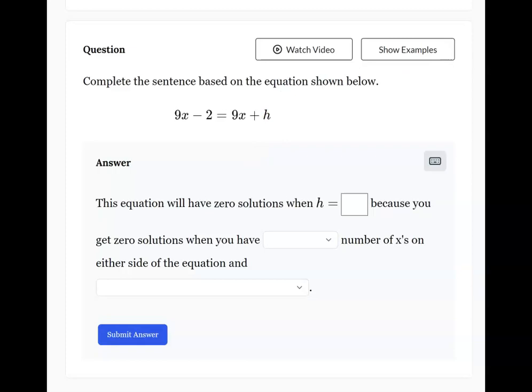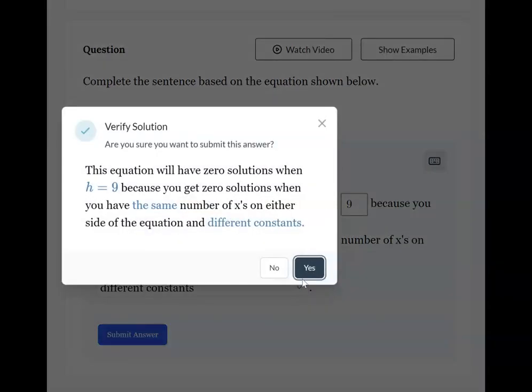And the answer is any number except -2. You could pick any number in the world that you want, but don't pick -2. So I'm going to pick 9. And the reason why I can do that is because you get 0 solutions when you have the same number for x, but you have different constants. So they're just asking you to show that you understand that main idea.